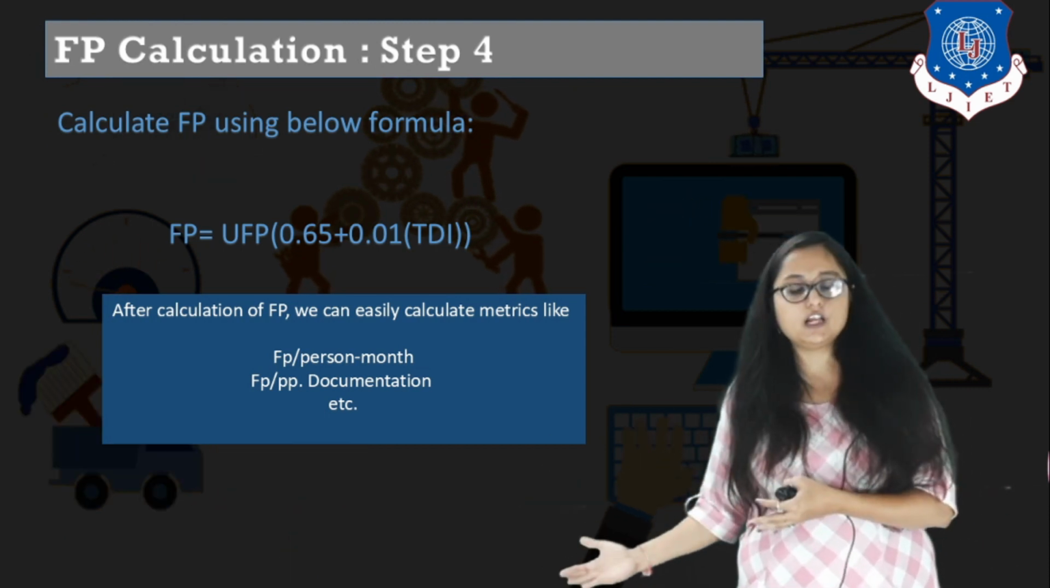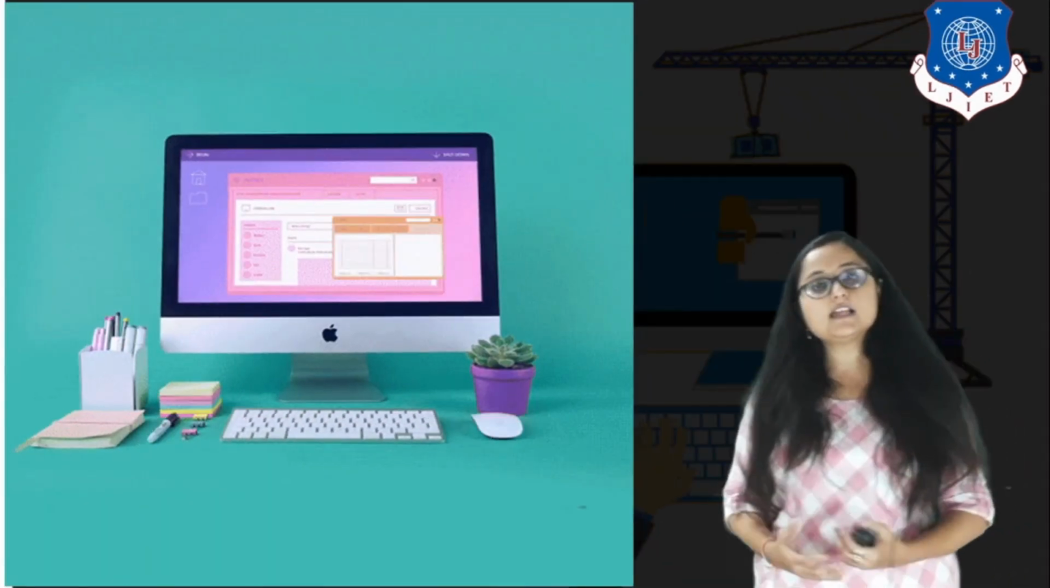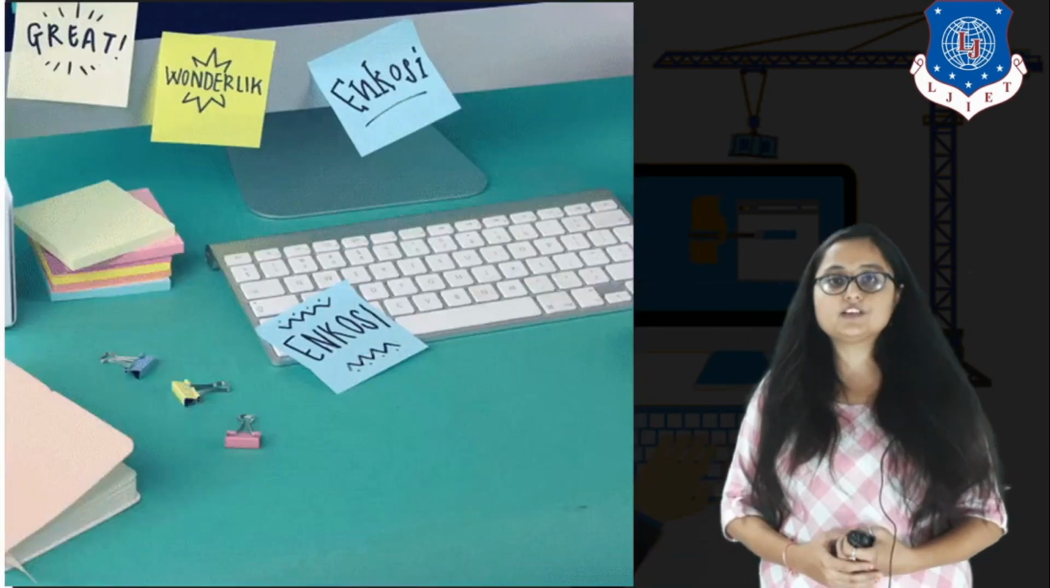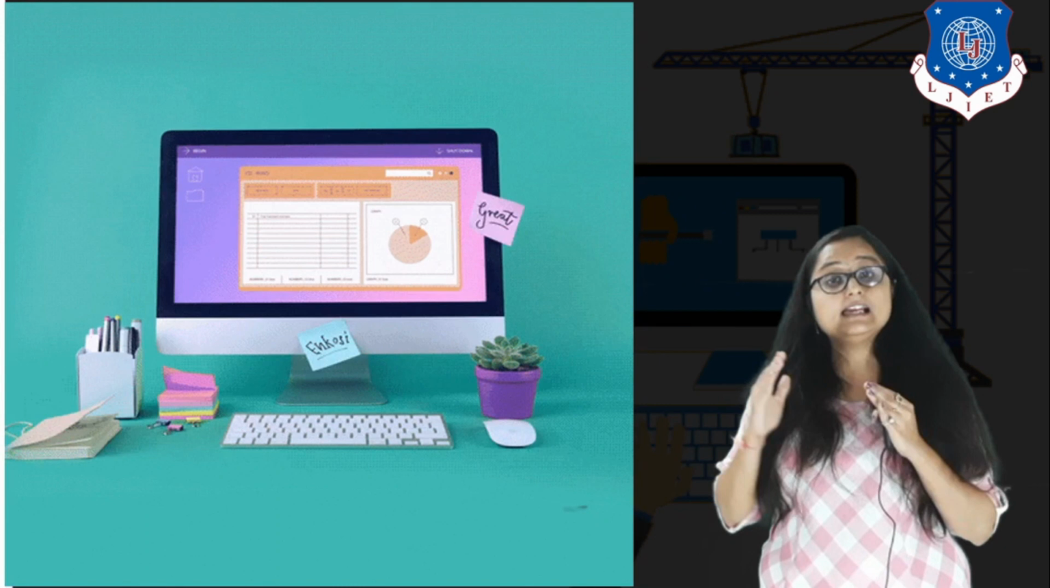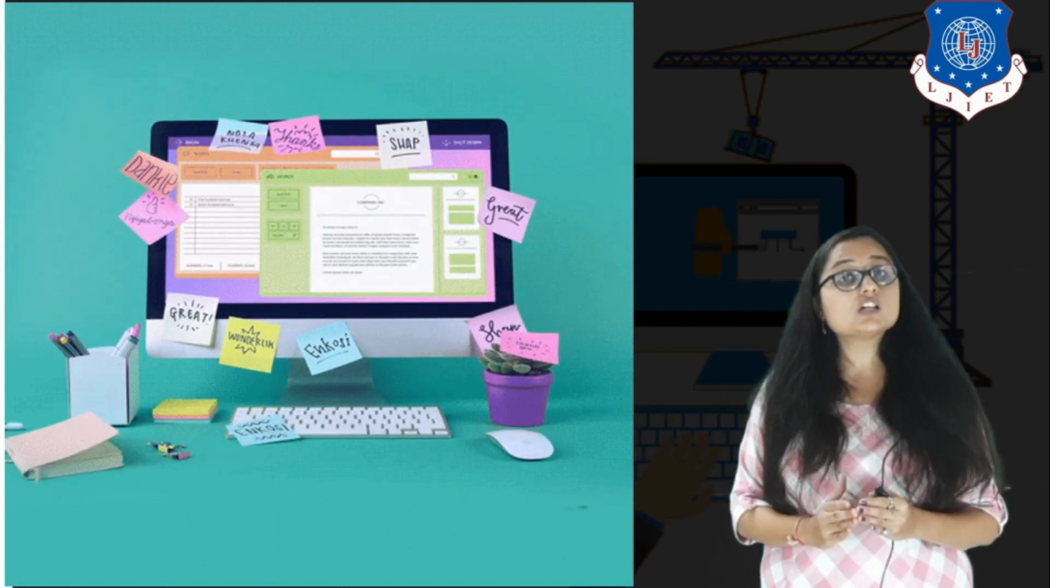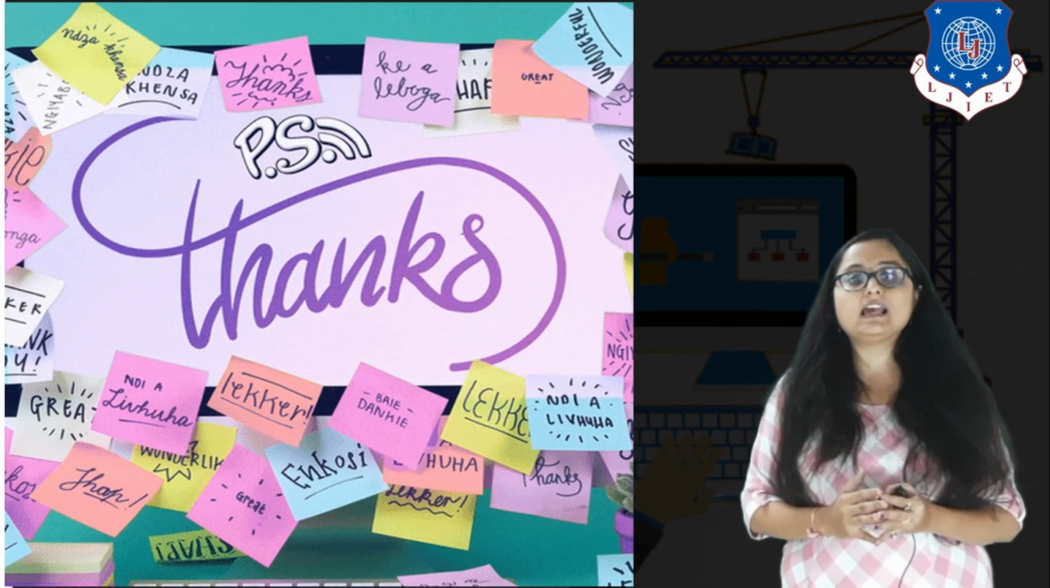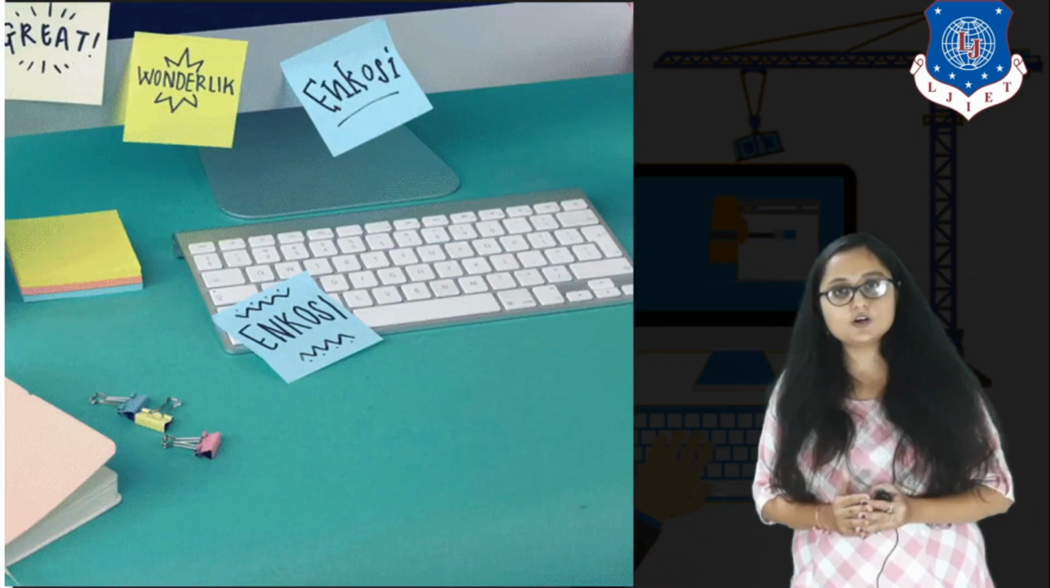FP itself is a count that you have to find, and that is known as an indirect metric, right? So in today's lecture we have studied two types of metric. The first one was direct metric, in which we studied size oriented metrics, and the next one was indirect metric, in which we studied FP calculation and function oriented metric. So this was all about today's lecture. Thank you.